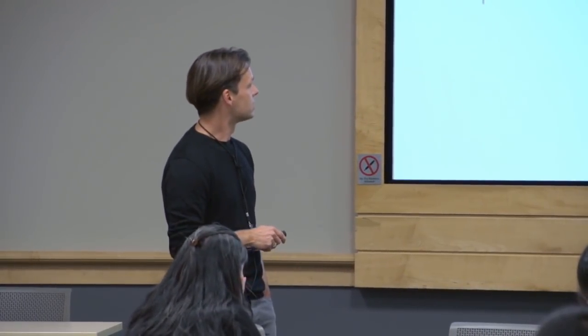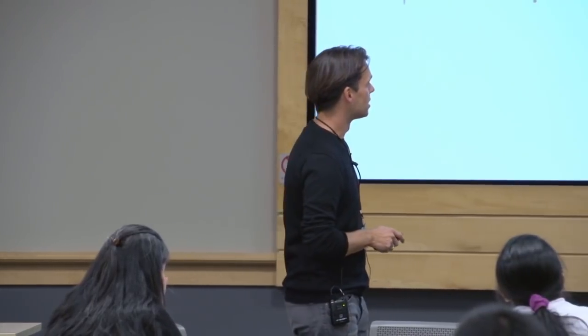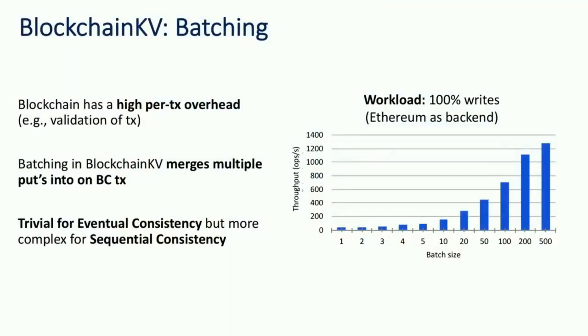A second technique that helps much more is that in our middleware we implemented some form of batching, so we don't submit puts one by one to the blockchain, because the per-transaction overhead of validating transactions is pretty high. If we batch them together, so multiple puts in one blockchain transaction, you can get, for example, if you batch up to 500 puts in one call, a transaction rate of 1,200 transactions per second. After that, the maximum message size we used here, 4-byte integers, is exceeded. So there's a limit to the batching that you can use.